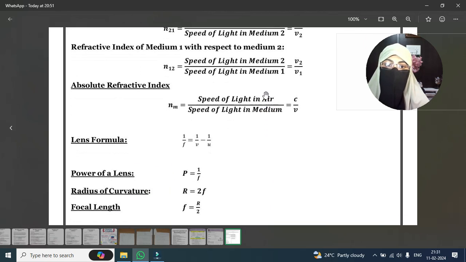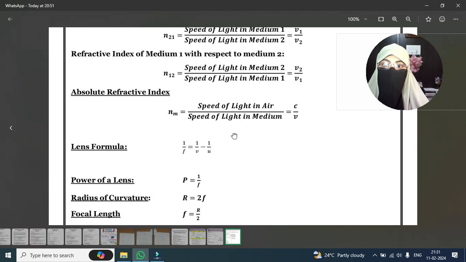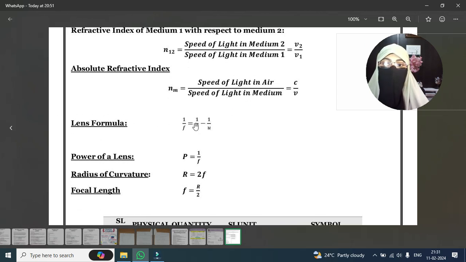Absolute refractive index, C by V. C is always referred to as the speed of light in air, and V is always the speed of light in whatever medium has been given. Okay, so the lens formula: 1 by F is equal to 1 by V minus 1 by U. So this is very important.